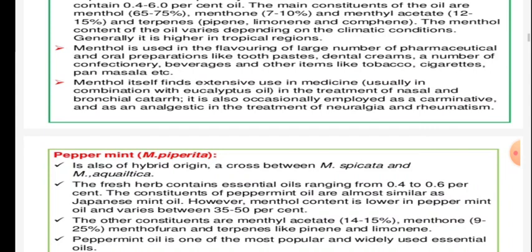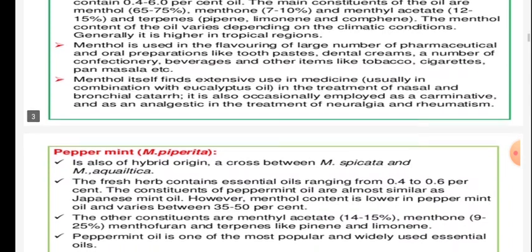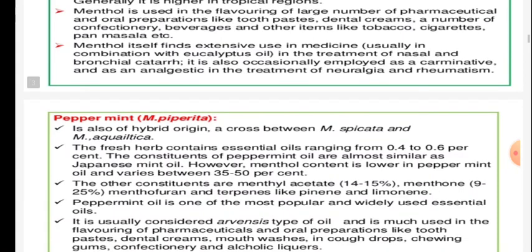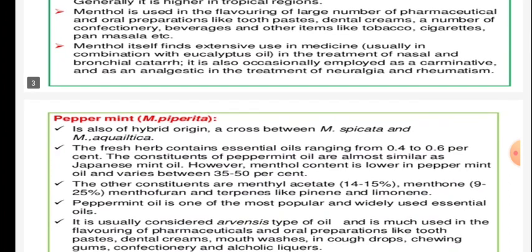Therefore it is also used as a carminative, which removes intestinal gases, and as an analgesic, for asthma, giving anesthesia. Then it is good for the treatment of neuralgia and rheumatism. Neuralgia is for stimulating the nervous system, the central nervous system, and rheumatism, Sandhivat in Marathi, is pain in the joints of the legs and hands.